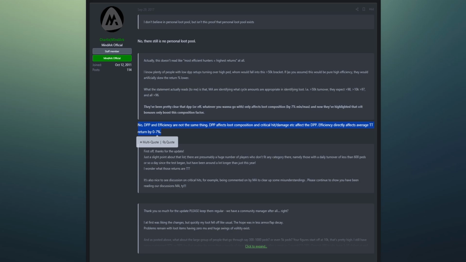That's it. And what that means, as we've sussed out, is that if a weapon is 100% efficient, there can be up to a 7% increase in your loot return because of the 100% efficiency. That's it. That's all of what we're saying here. And that's the whole premise.